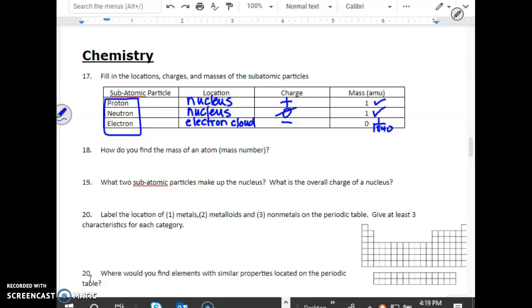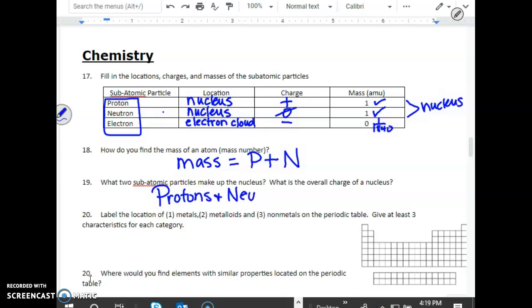So by looking at this, you can see that all of the mass of an atom is located inside the nucleus with our protons and our neutrons, which is why we do this part right here, which is number 18. How do you find the mass of an atom? Its mass number. Its mass is located inside the nucleus, and the two things inside the nucleus are my protons plus my neutrons. Number 19, what two subatomic particles make up the nucleus? Well, we just said that as well. Those are going to be our protons and our neutrons. So all of our mass is located inside of the nucleus.